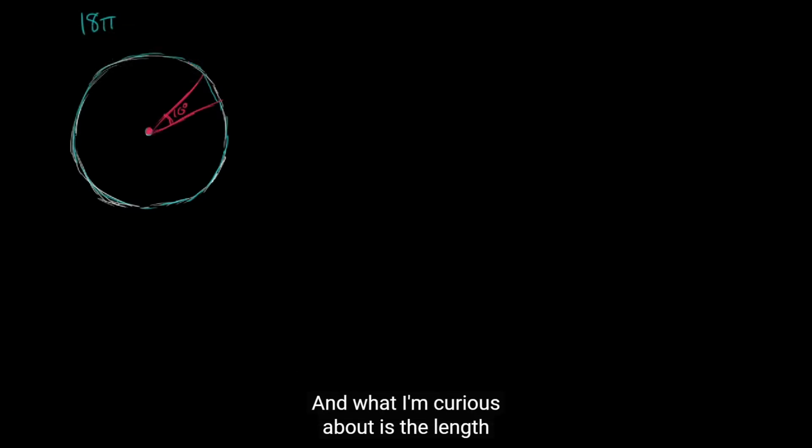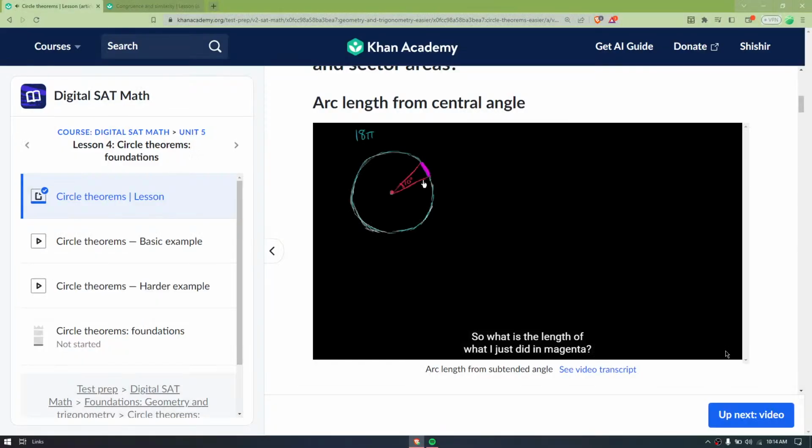And what I'm curious about is the length of the arc that subtends that central angle. So what is the length of what I just did in magenta? And one way to think about it is that the ratio of this arc length to the entire circumference, let me write this down, arc length to the entire circumference, should be the same as the ratio of the central angle to the total number of degrees if you were to go all the way around the circle, so 360 degrees.